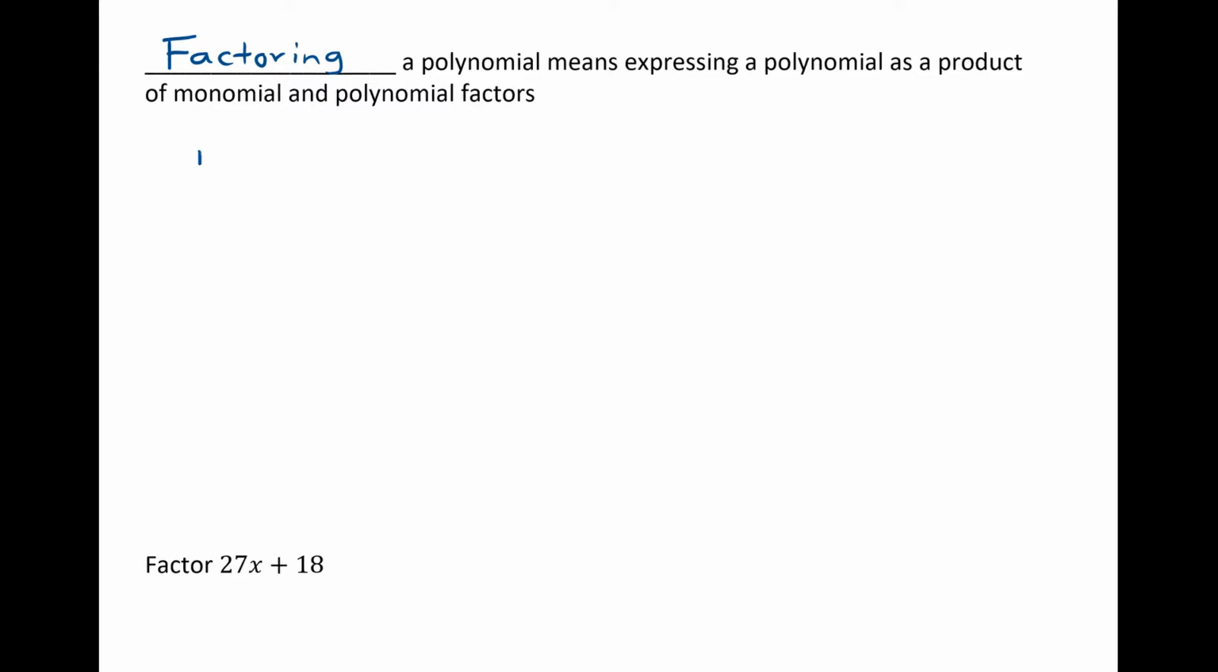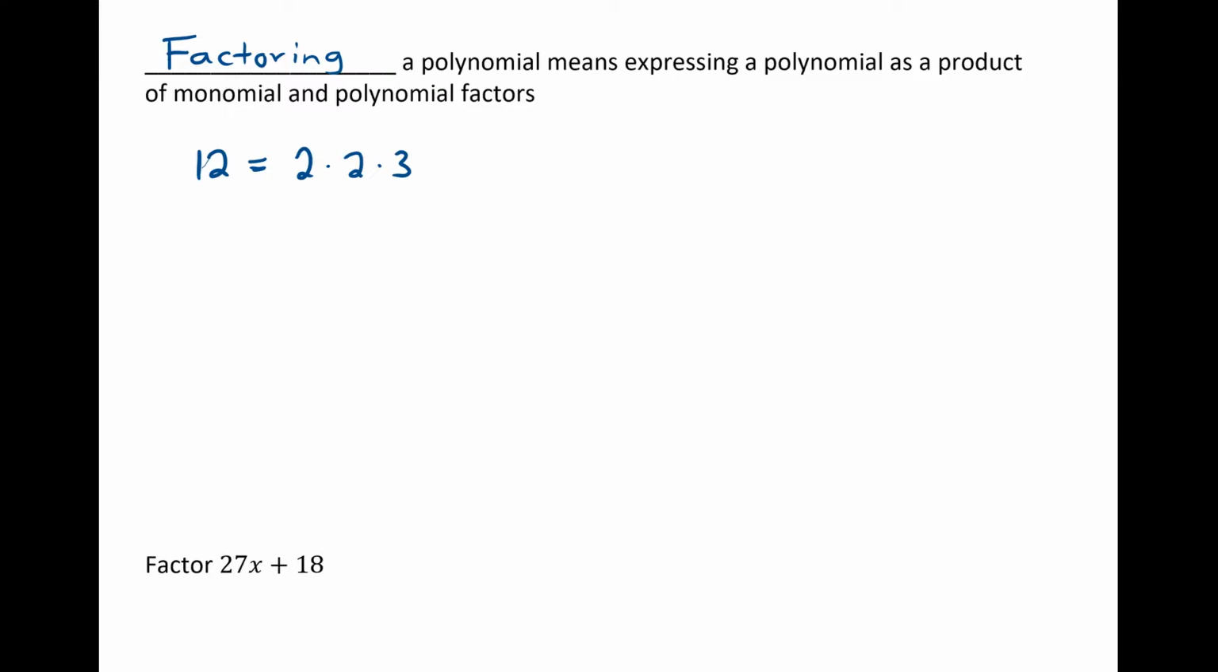Let's think about a number first of all. If I say factor 12, well, that would mean that I'm going to break it down into numbers that multiply to 12. Prime numbers that multiply to 12. Remember the word prime factorization? So 12 is 2 times 2 times 3. I can say there that I factored 12. I broke 12 down into numbers that multiply back to 12. Now when we do this with polynomials, it's going to look a little different.